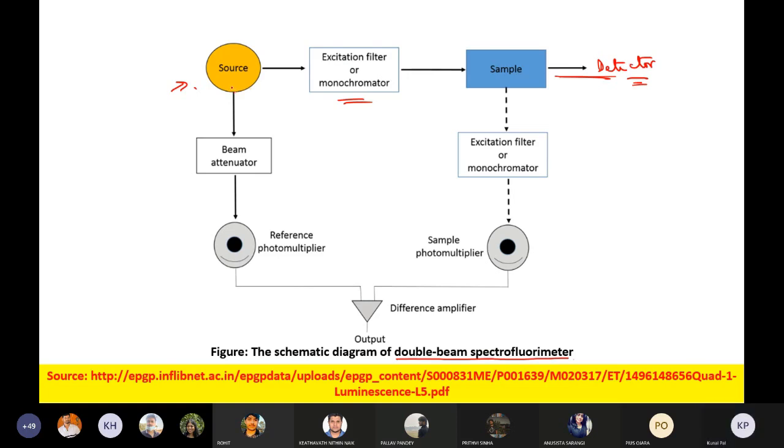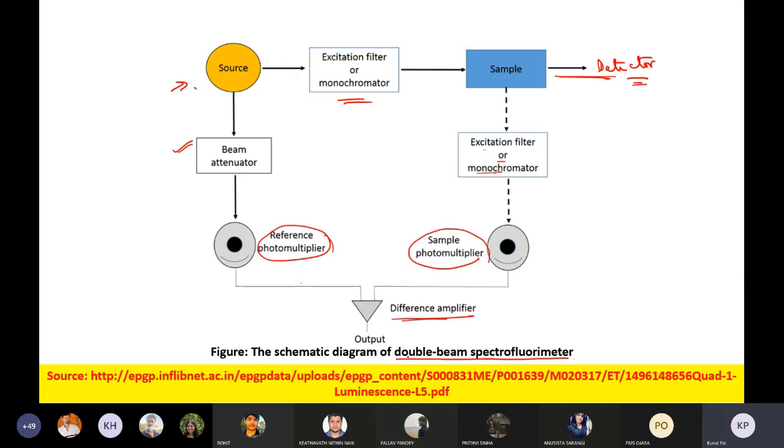Then another beam is being collected by a beam attenuator and it goes to a reference photomultiplier. And over here also you have the excitation filter or monochromator, and then you have the sample photomultiplier, and then both of these go to a difference amplifier, and then accordingly you get the output.